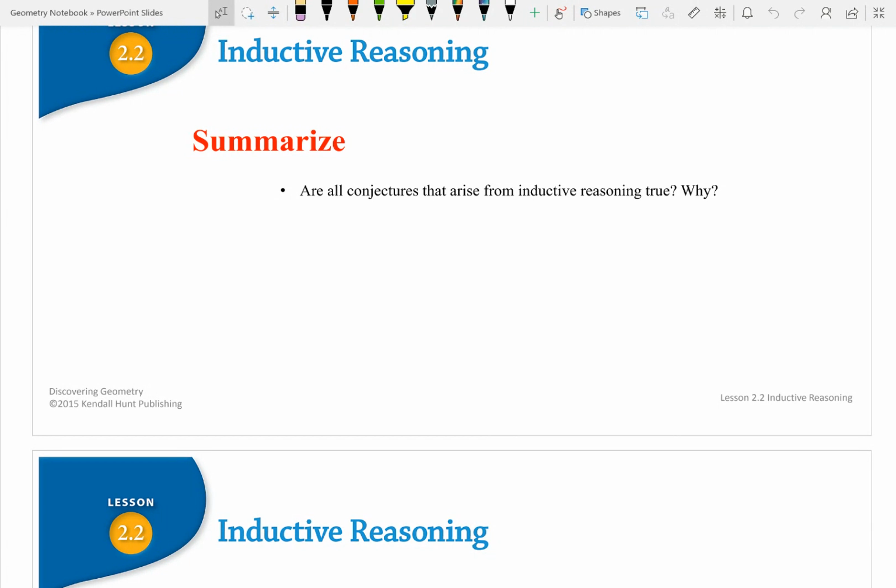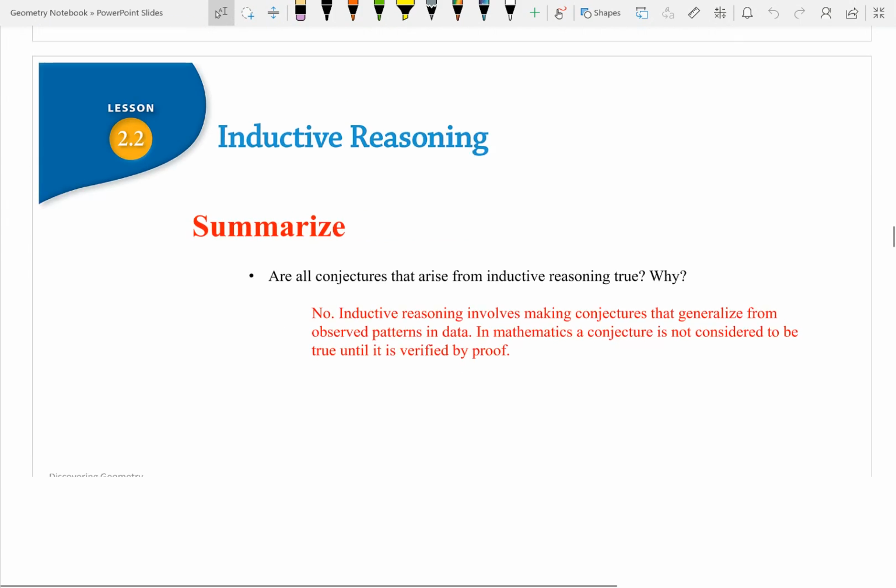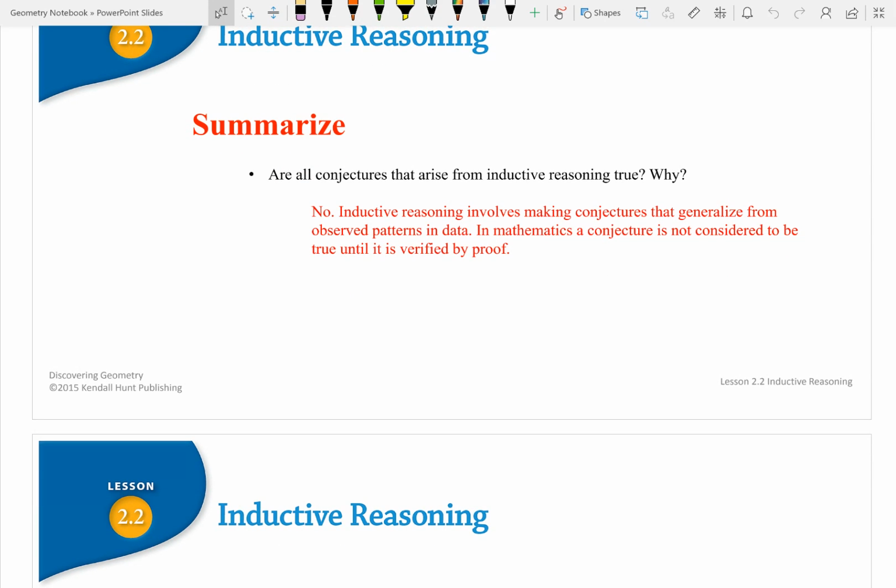Are all conjectures that arise from inductive reasoning true? Why? No. Inductive reasoning involves making conjectures that generalize from observed patterns in data. In mathematics, a conjecture is not considered to be true until it is verified by proof.